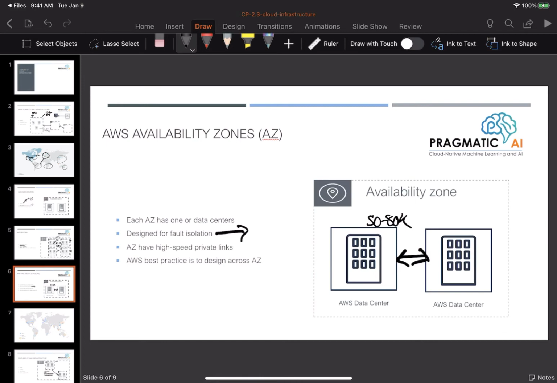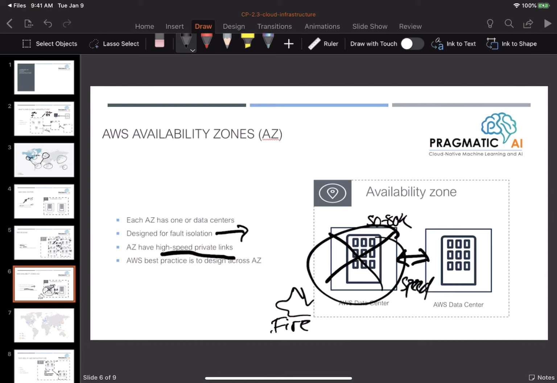So what this means is that if there was some kind of an outage, like let's say there's a natural disaster and there's some kind of a fire or something like that here, they're physically isolated. And so that means that fire is not going to affect this other data center, right? They're designed for fault isolation, but they also have very fast speed connections as well. And so these private links are really one of the top features of these availability zones. And this means that you can have a database that will span across both of these availability zones.